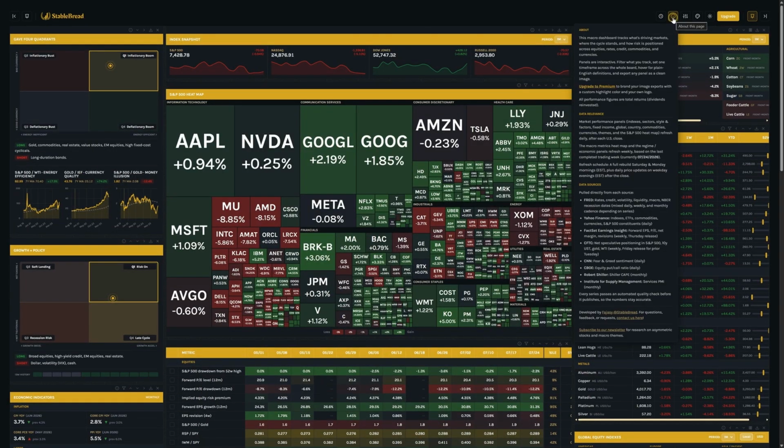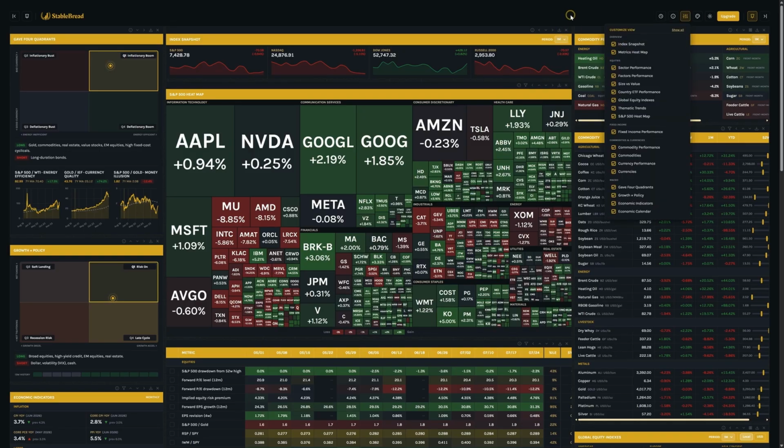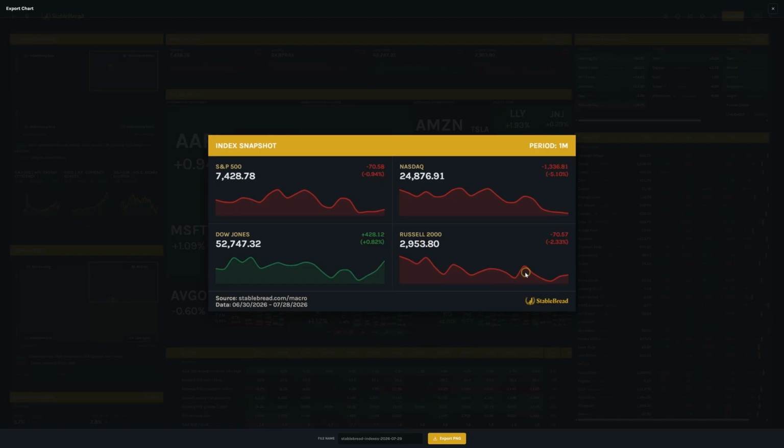This main info pop-up tells you everything about the dashboard in more detail, including where the data sources are coming from. And then I also have the option to export anything. So you can export all of these panels. There's almost 20 of them here. It generates a preview so you can see exactly what it looks like, and then you can export it as a PNG and share it anywhere you like.